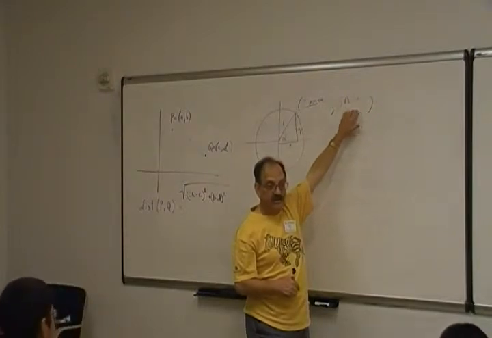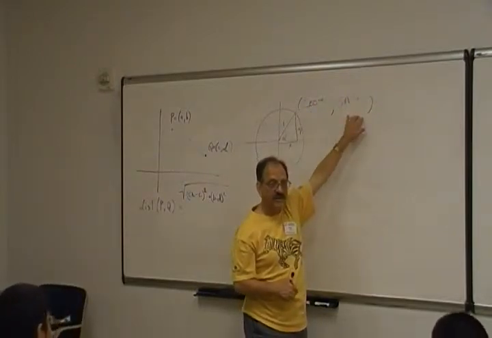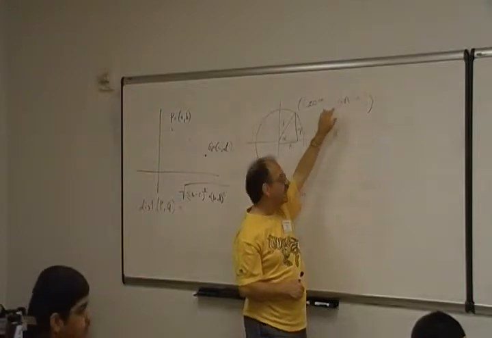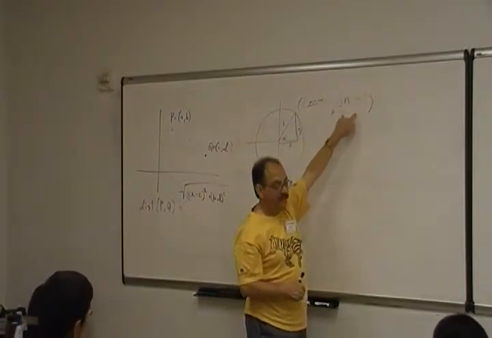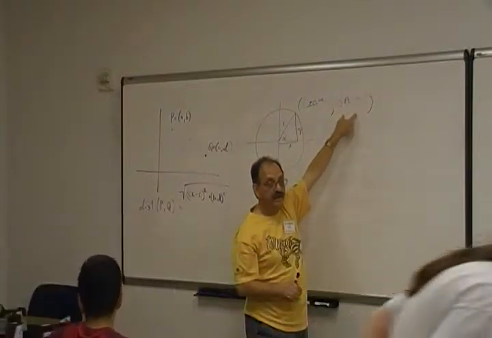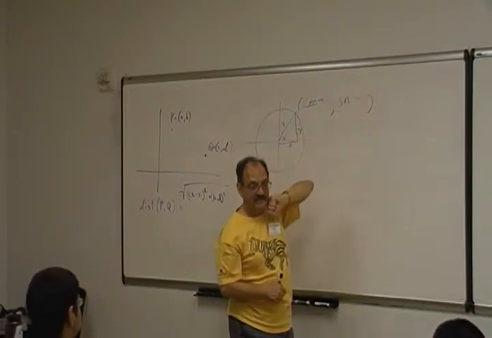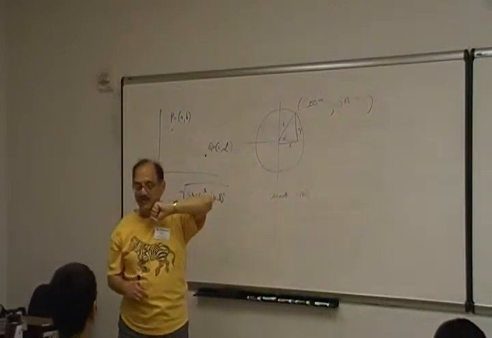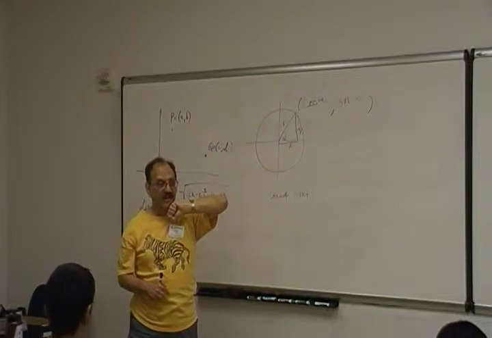So if x is cosine and y is sine of alpha, then there's the x, there's the y. That's how you write down coordinates. You put the x coordinate and the y coordinate. So the x coordinate is cosine of the angle alpha, and the y coordinate is sine of the angle. Any other questions on that? Okay.